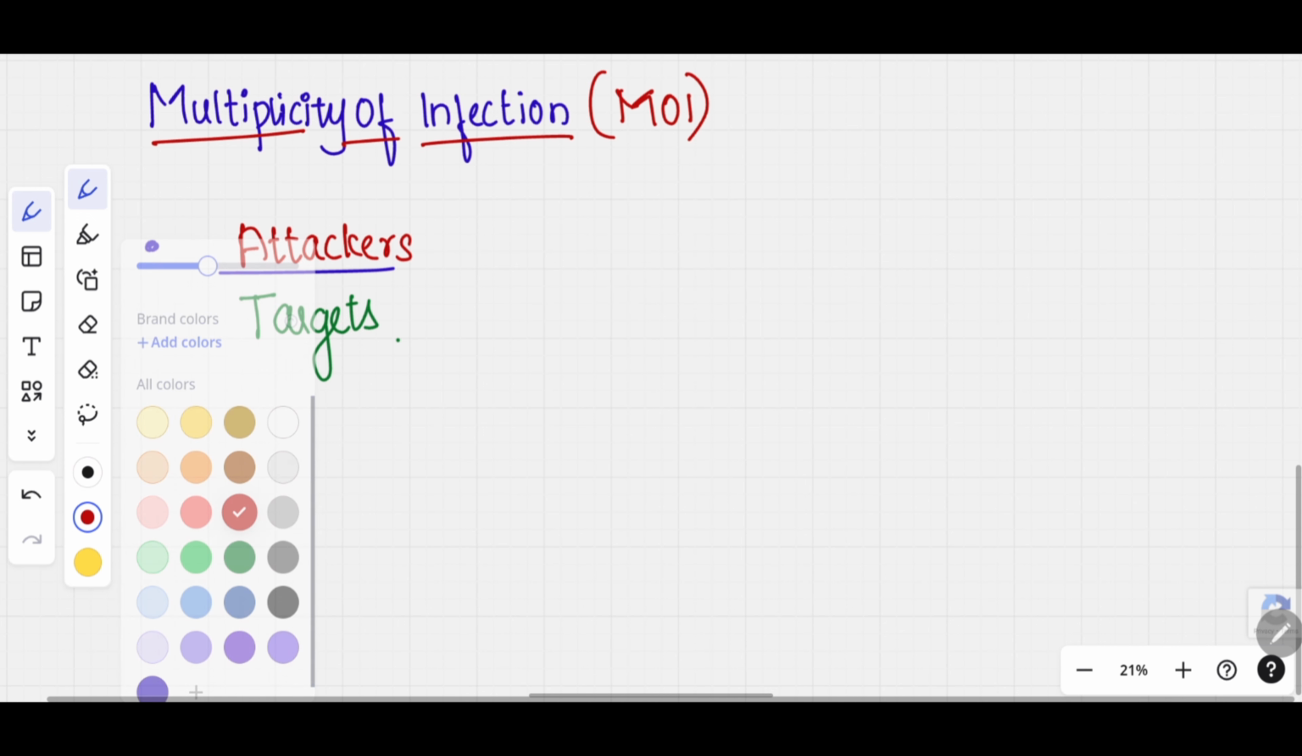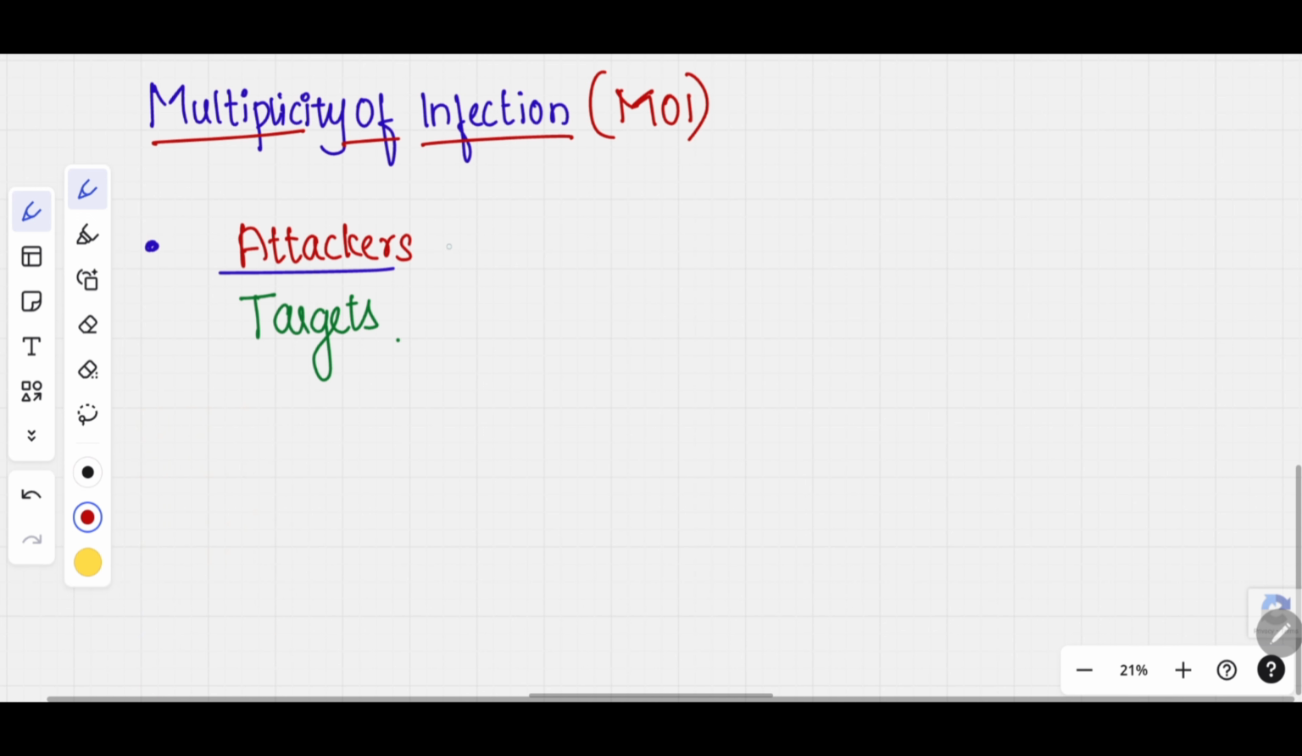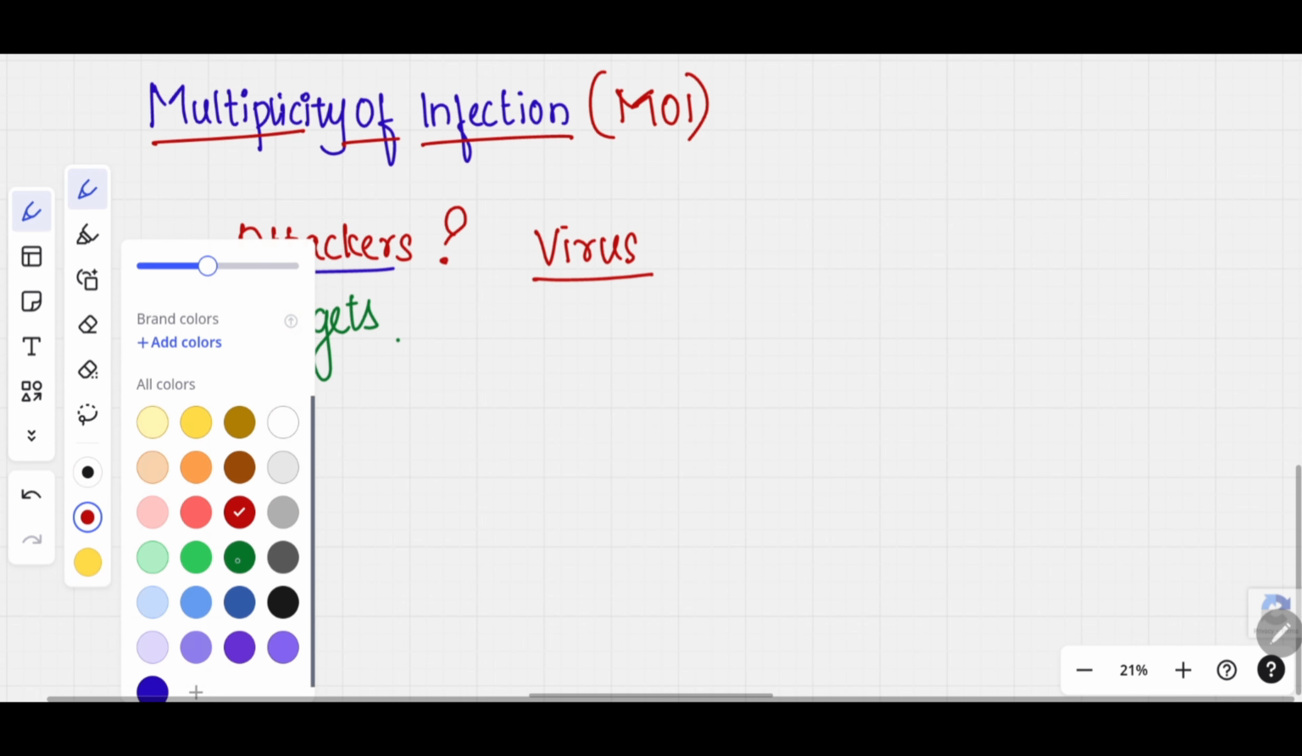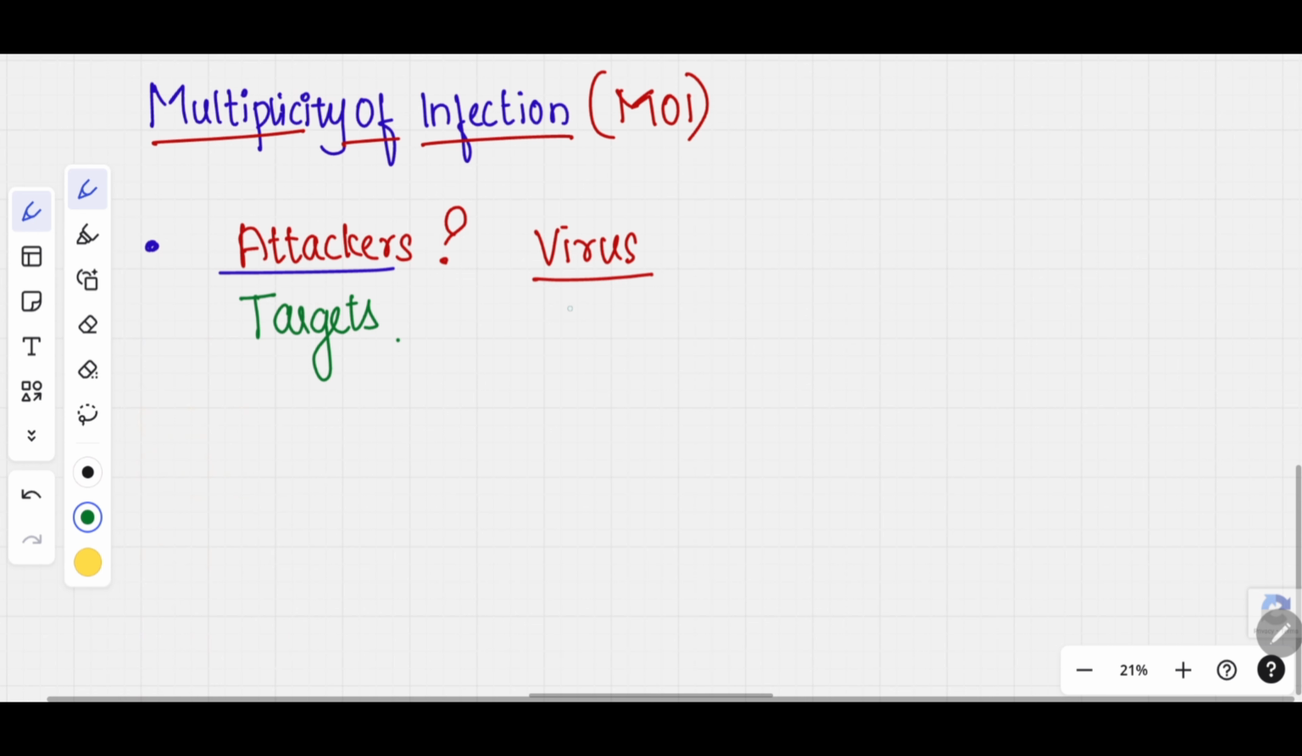Targets. Okay. So who are the attackers? Attackers are nothing but the bacteriophages, the viruses. Bacteriophage is nothing but a virus. And who are the targets? Targets are Escherichia coli, which is a bacteria. Simple. This is a simple concept.